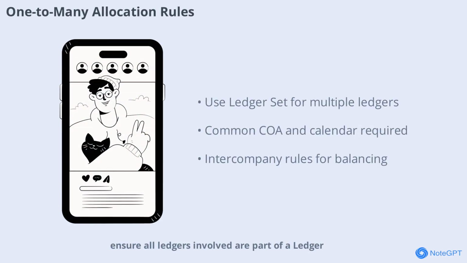Ensure all ledgers involved are part of a ledger set with a common chart of accounts and calendar. The ledger set is used in the allocation range, and intercompany rules are set up to create balancing lines for each PBSV. This structure supports efficient allocation across multiple ledgers, streamlining intercompany transactions.